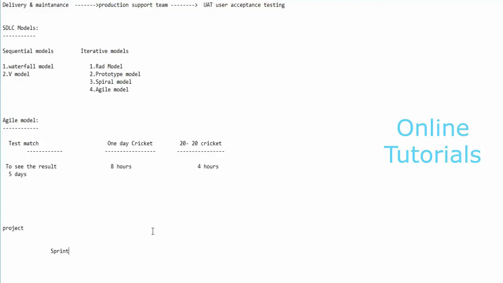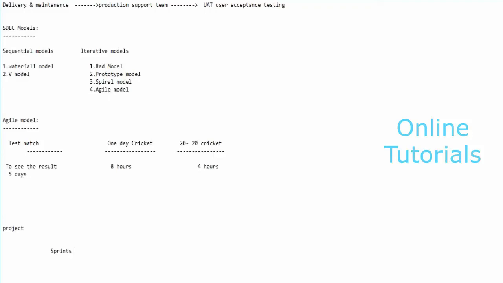Okay, sprint delivery time will most probably take 2 to 3 weeks, maximum 3 weeks. It depends upon the sprint, and who will be involved in the sprints. One by one I will tell you. One by one I'm introducing you.